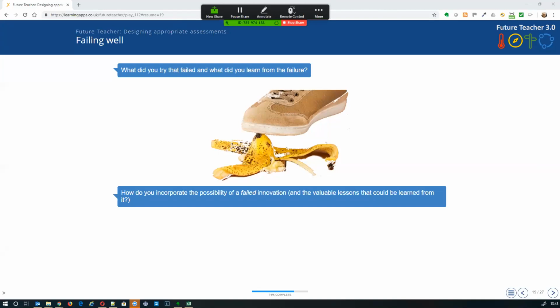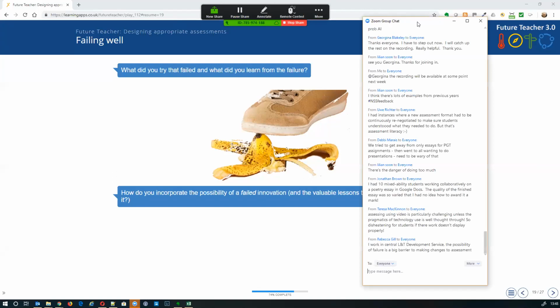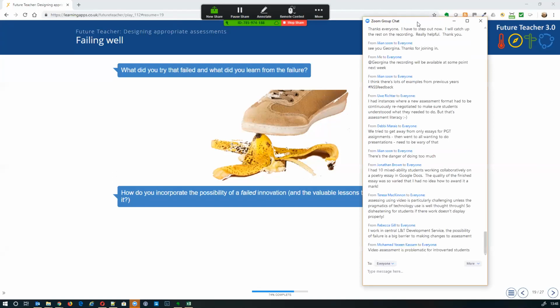I like Jonathan's example there. Yes, quality. And that's a problem doing poetry at the best of times. Never mind. Maybe 10 people working on one was the challenge. Maybe if you were to rework that, maybe try it again as pairs or 3 people first and see if that helps.